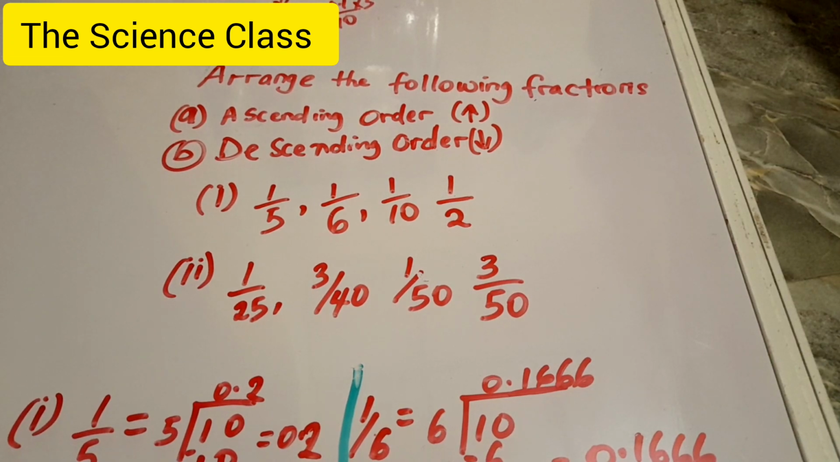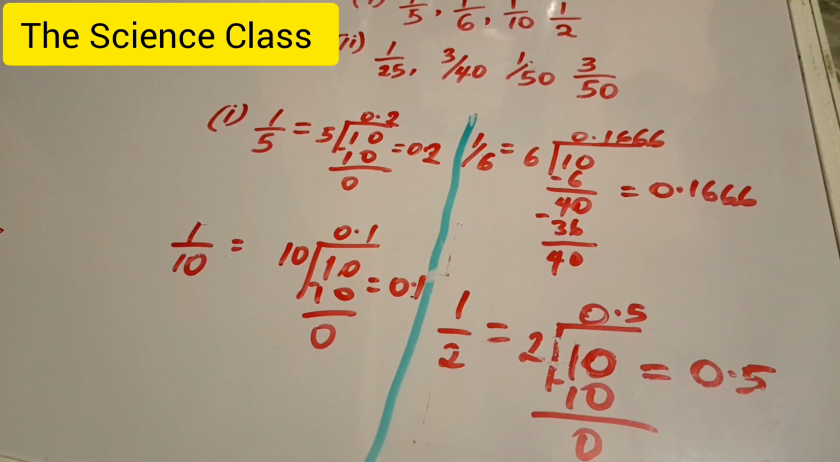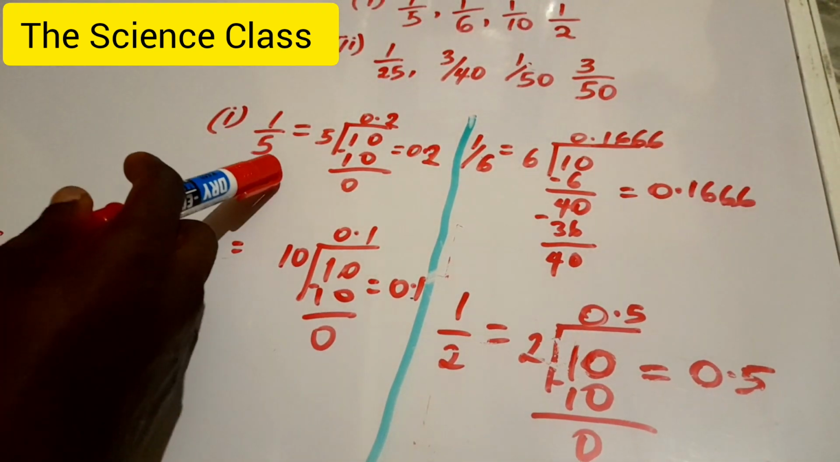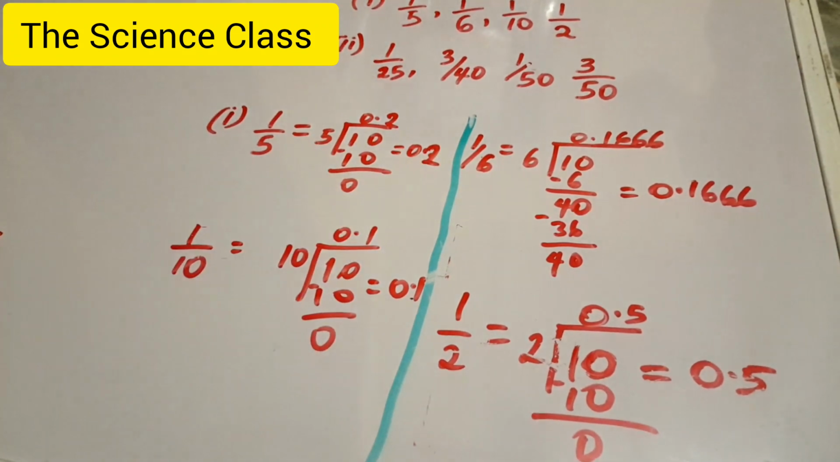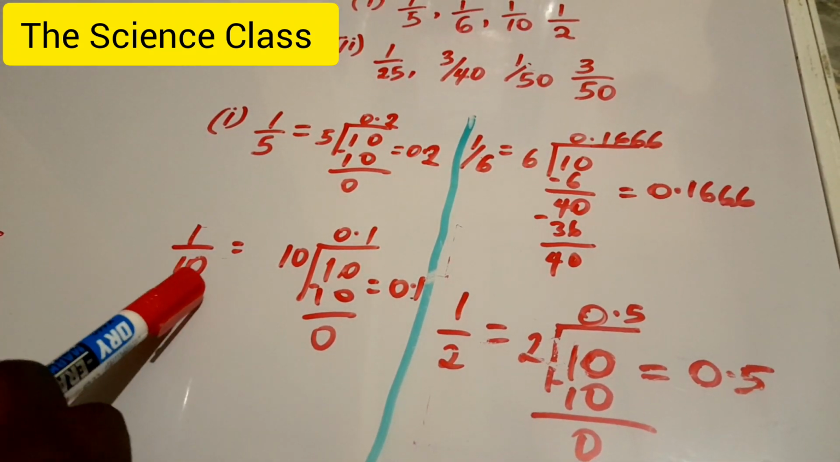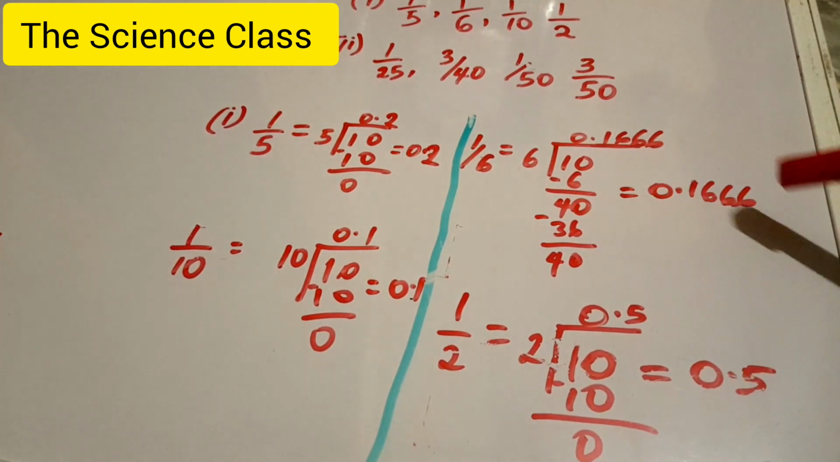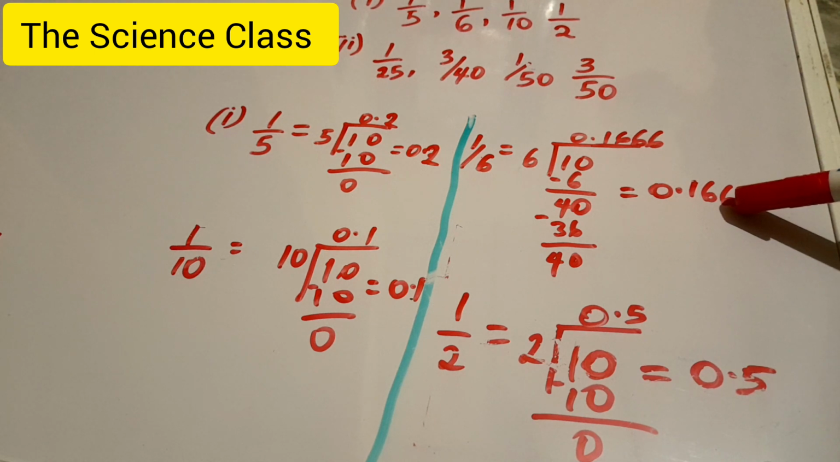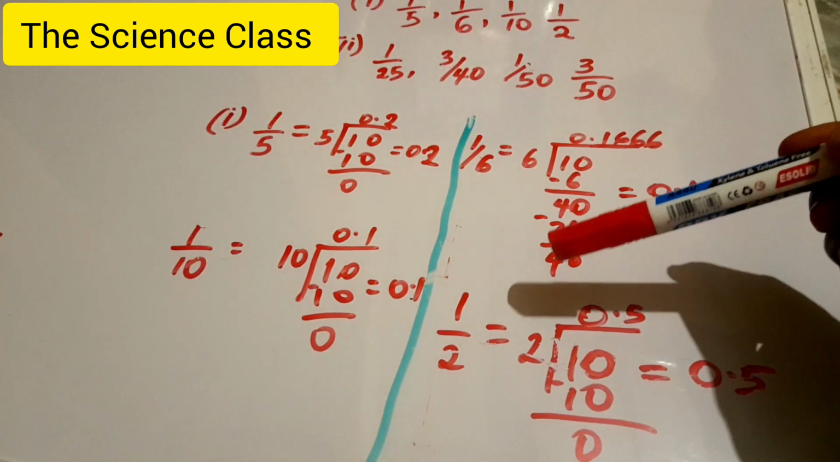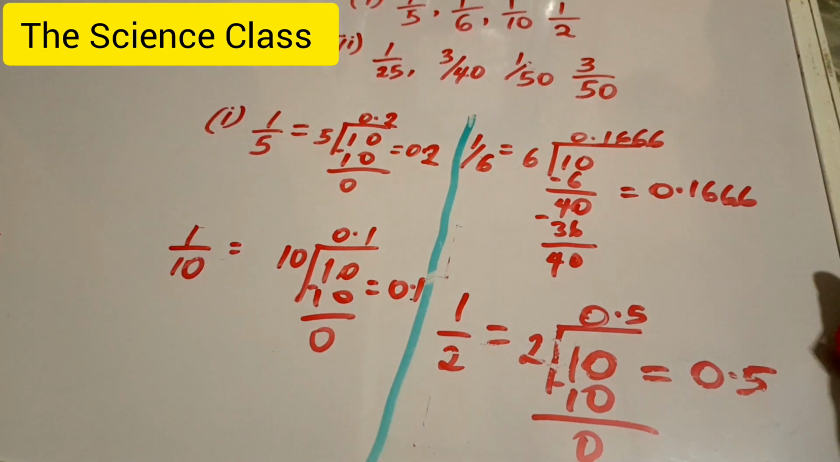I have an example here. Arrange the following fractions in A, ascending order, B, descending order. The first one is 1 over 5, 1 over 6, 1 over 10, and 1 over 2. From our division class, we're able to get that 1 over 5 is equal to 0.2. 1 over 10 is equal to 0.1. 1 over 6 is equal to 0.166, and 1 over 2 is 0.5.